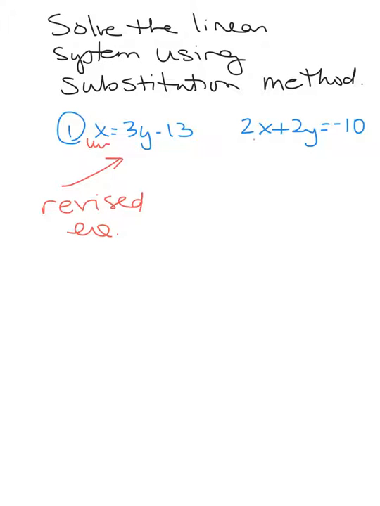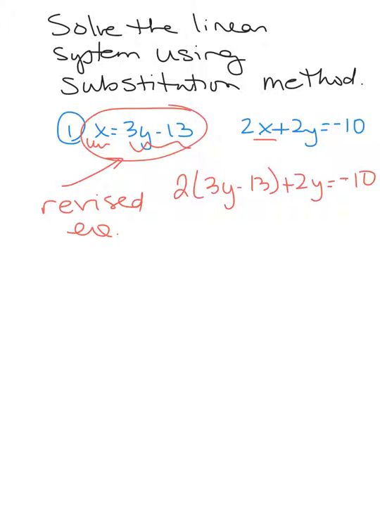So now, everywhere I see an x, I'm going to substitute in 3y minus 13. So I have 2 times the quantity of 3y minus 13 plus 2y is equal to negative 10. So what I did was, I said x is the same as 3y minus 13, so everywhere I saw an x in my other equation, I substituted in that expression 3y minus 13. Now, if you notice at this point in my equation, I only have y's. I don't have any more x's, which is what I want. Now I can do my algebra, and I'll be able to solve for y.